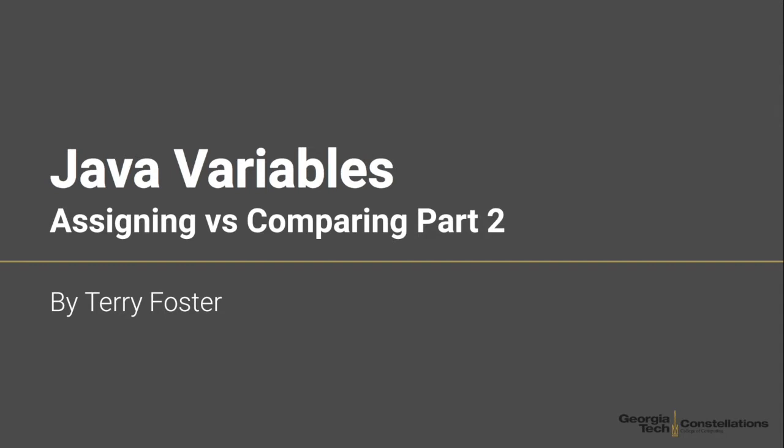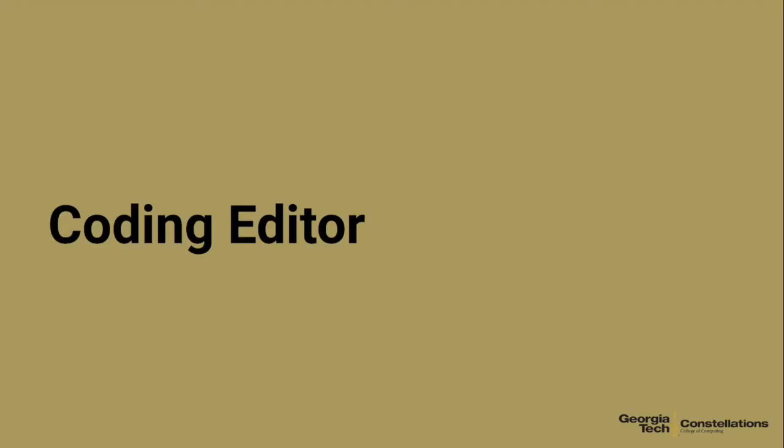This is part 2 of the Java variables assigning versus comparing variable types. In part 1, we talked about the description of assigning and comparing different variable types, primitive versus non-primitive. In this part 2, we're going to show the examples in our coding editor using CodeHS's sandbox.